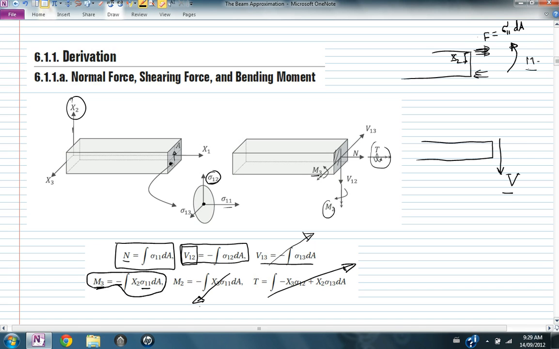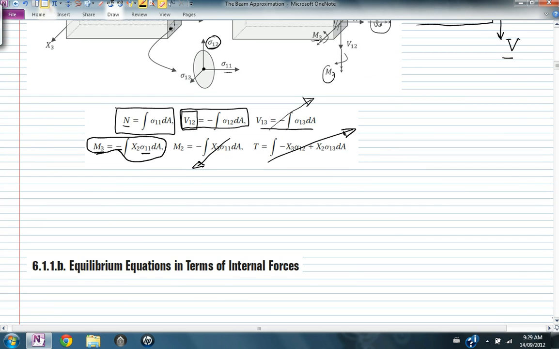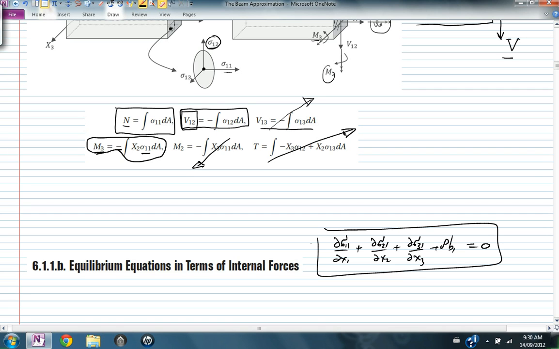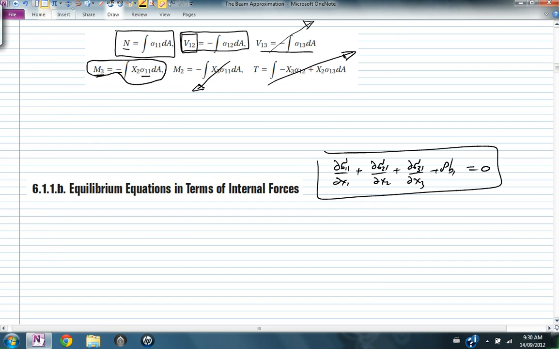So this is the first step in deriving the beam equations: instead of the stresses, we look at forces on a cross-section area, which are basically the integral of the stresses that we defined earlier. Now, when we studied the equilibrium equation, we reached an equation that says partial σ1,1 by partial x1 plus partial σ2,1 by partial x2 plus partial σ3,1 by partial x3 plus ρb1 is equal to 0. This was valid for a continuum, and this is valid for a beam as well. However, because we have done some integration, we prefer to write the equilibrium equations not in terms of those stresses, but in terms of what we call internal forces that are equal to the integral of those stresses.